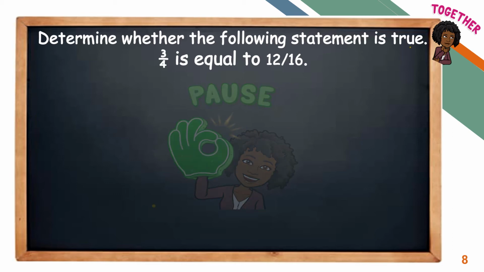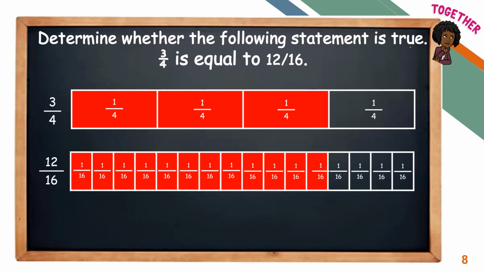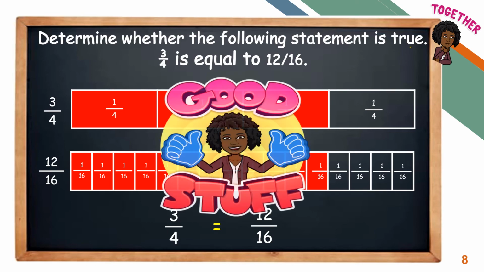Here is what your drawing should look like. 3/4 and 12/16 take up the same amount of space on the fraction bar. So 3/4 is equal to 12/16. Good stuff. Let's go on.